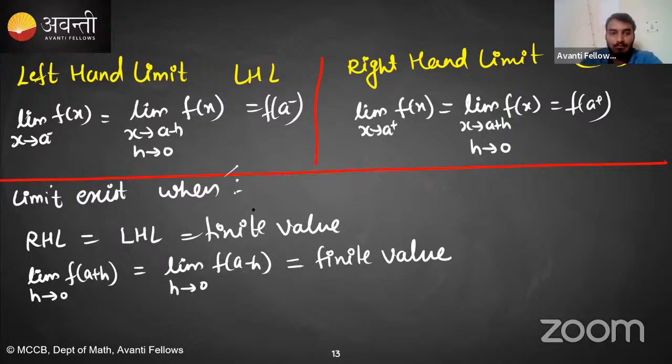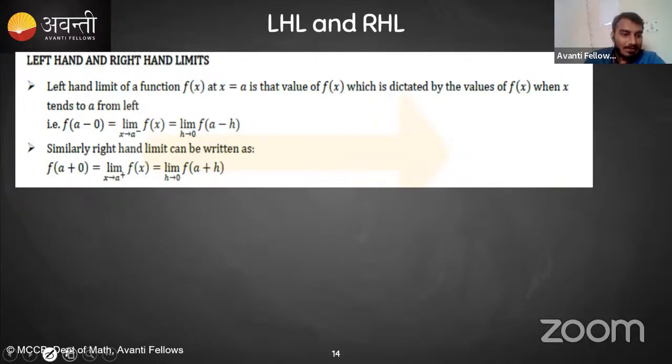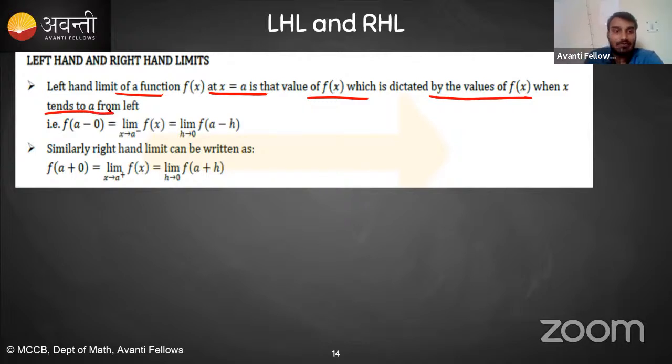Clear, everyone? Okay. So left hand limit and right hand limit are clear, right? Left hand limit of a function f of x at x equal to a is that value of f of x which is dictated by the function value of f of x when x tends toward a from the left. Clear? Similarly, right hand limit can be written like this: f of a plus h.